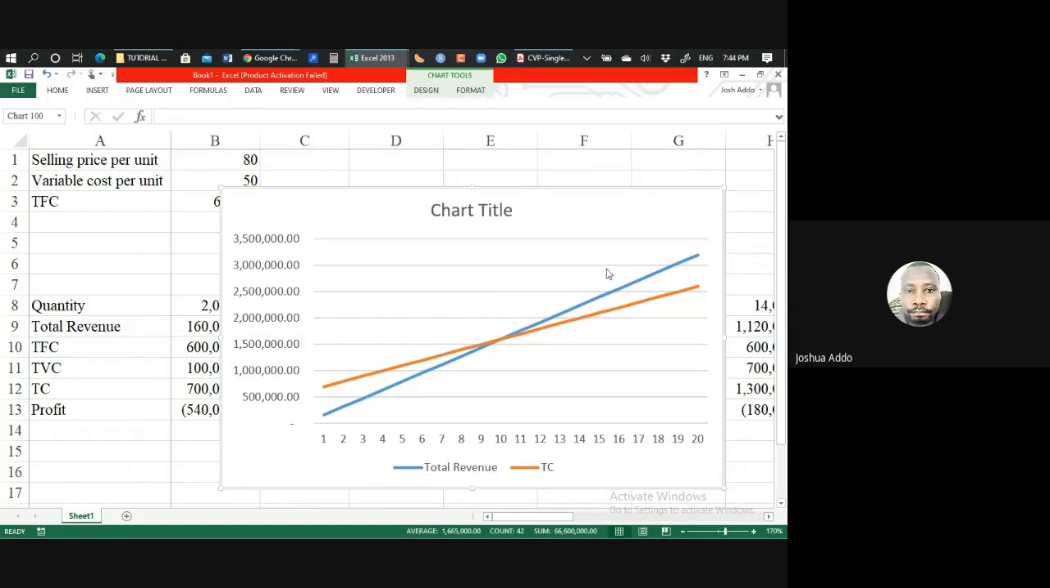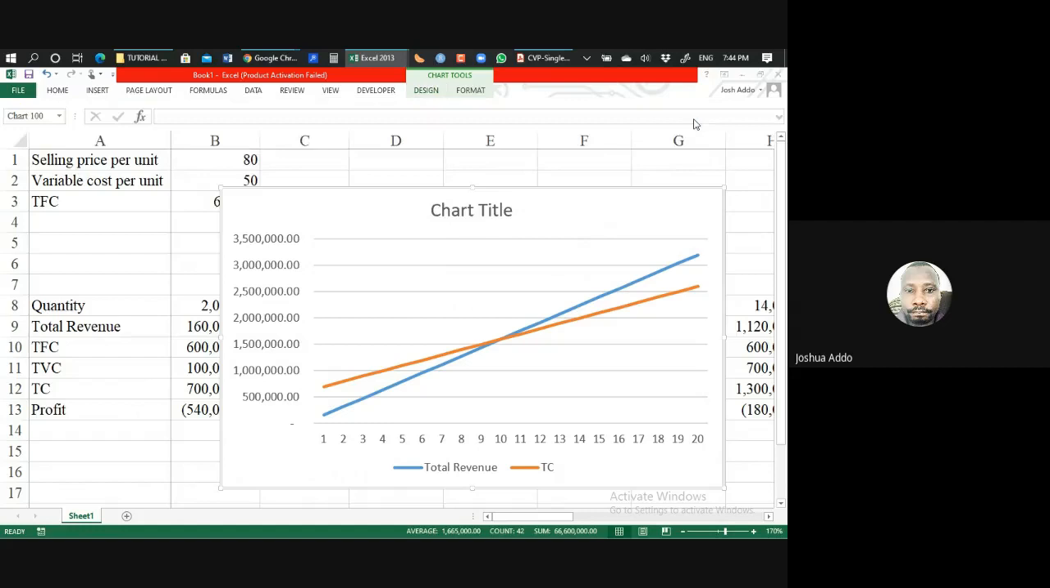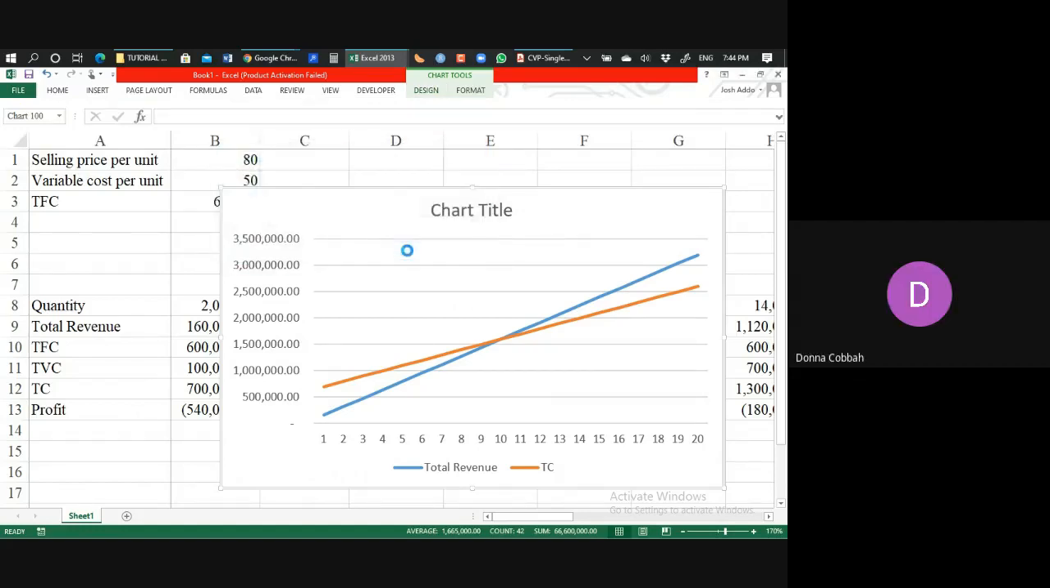Are you seeing something on your screen? Yes, please, the graph. In terms of a chart? Please, are you with me? Yes, I'm with you.